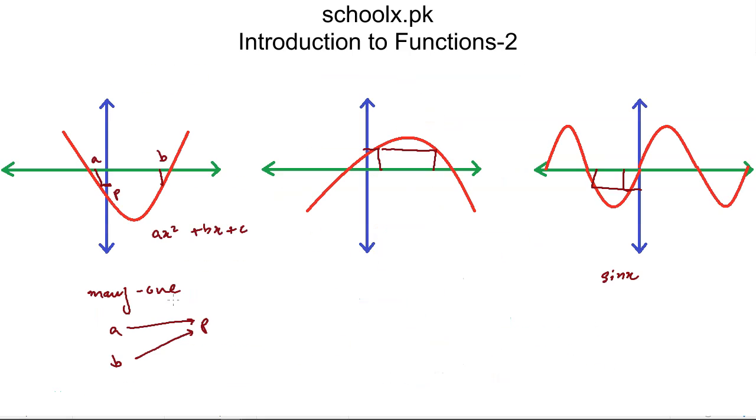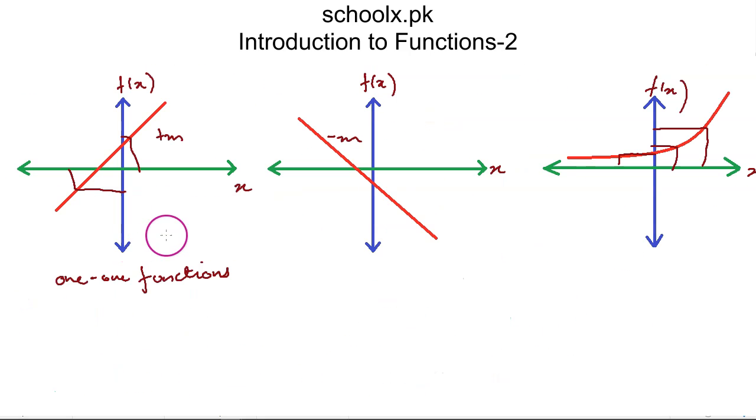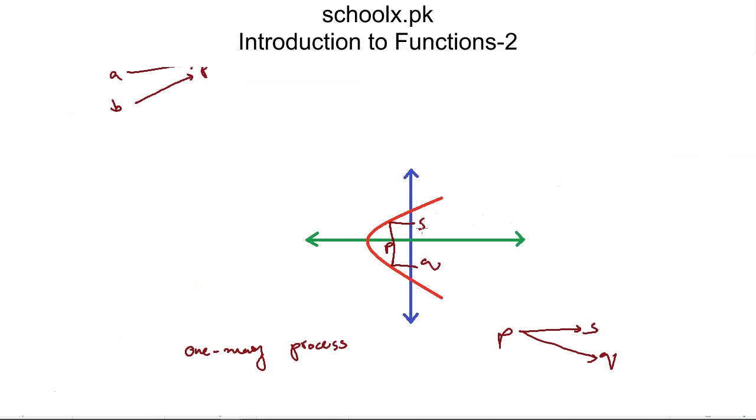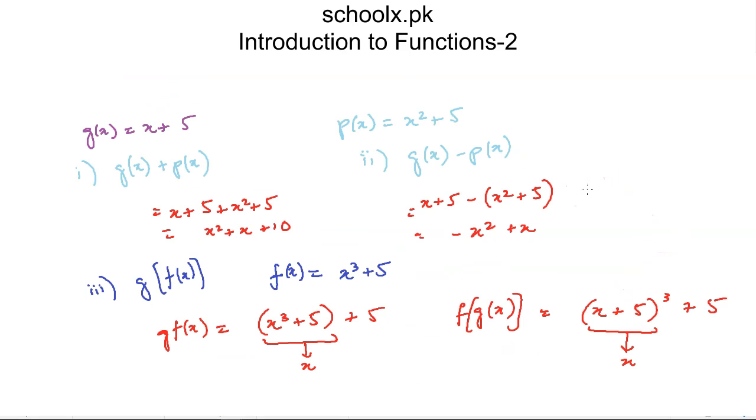In this lecture we have learned the graph of one-to-one functions, and then we have learned the graph of many-to-one functions. Then we have learned the graph of an equation that's not a function, which is actually called a relation, in which one input is giving us more than one output. Then we have learned the addition of functions, subtraction of functions, and the composition of functions.